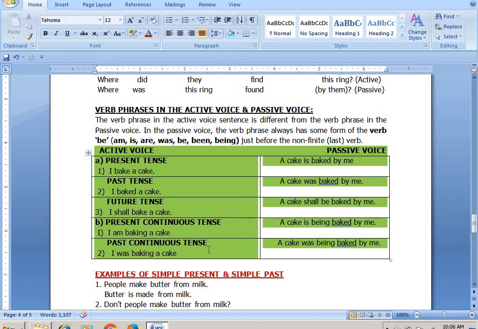In the past continuous tense, it will be: I was baking a cake. A cake was being baked by me.